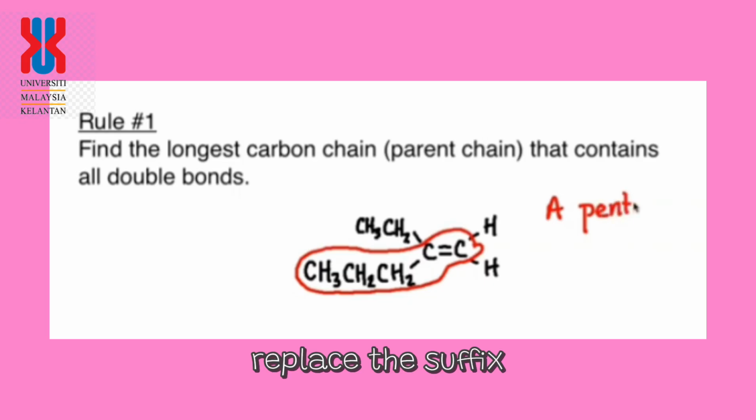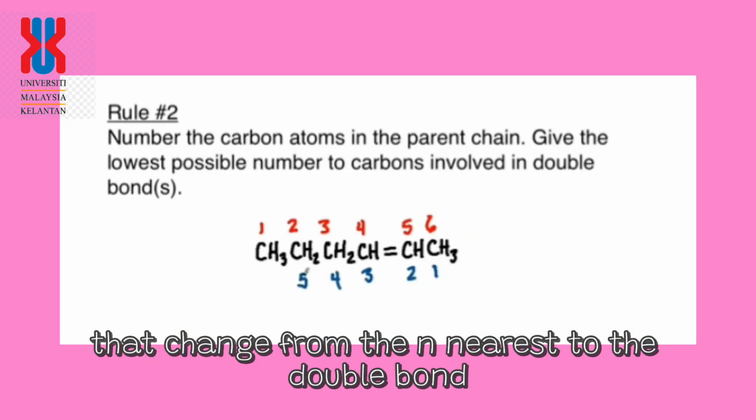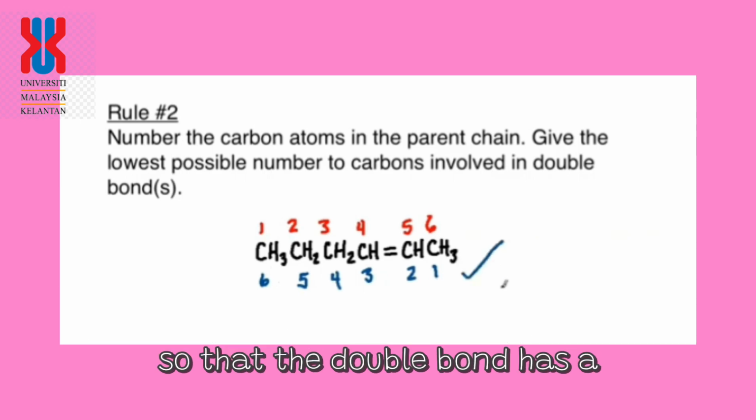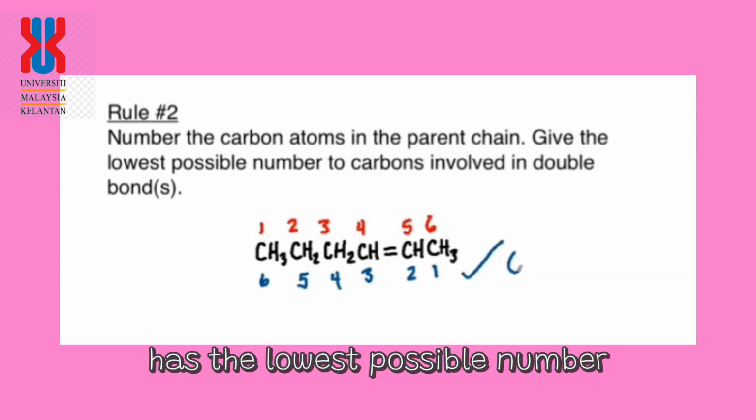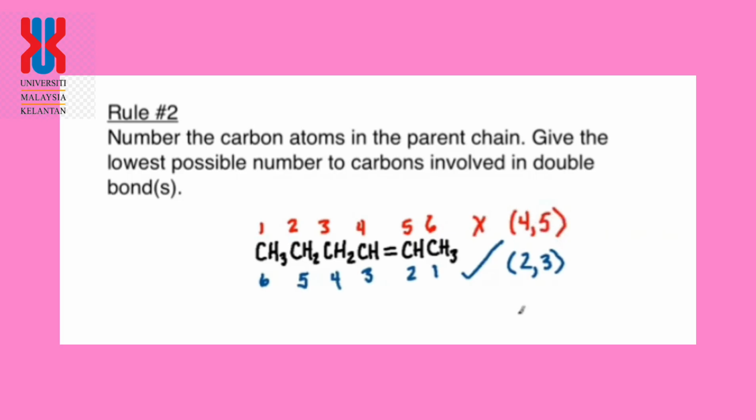Replace the suffix "ane" in alkane with "ene", and number the chain from the end nearest to the double bond so that the double bond has the lowest possible number. Indicate the position of the double bond in the name. For example, C4H8 is a four-carbon chain with one double bond.